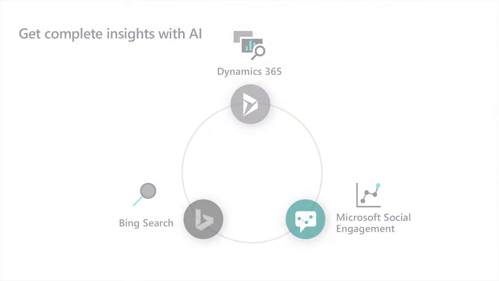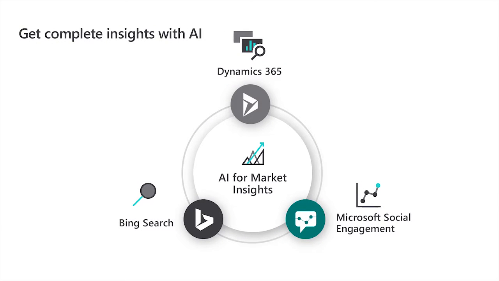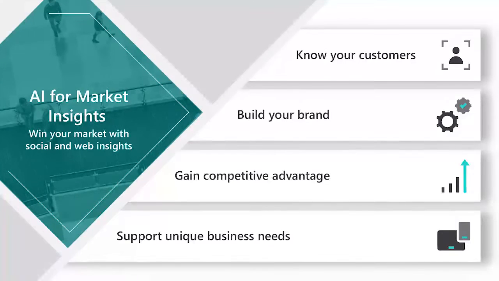To address the challenges of these businesses and to enable these businesses, Microsoft has recently released the public preview of Dynamics 365 AI for Market Insights. This AI-powered business application is essentially the combination of the capabilities of the Dynamics 365 platform plus the capabilities of Microsoft Social Engagement, another business application, and then Bing Search. The combination of these capabilities is what enables marketers to know what their customers and competitors are doing using the AI capabilities in Dynamics 365 AI for Market Insights. This application can help these teams get complete insights. Essentially, it can help these marketing, social media, and product teams to know their customers better, build your brand, gain a competitive advantage, and support the unique needs of these businesses.